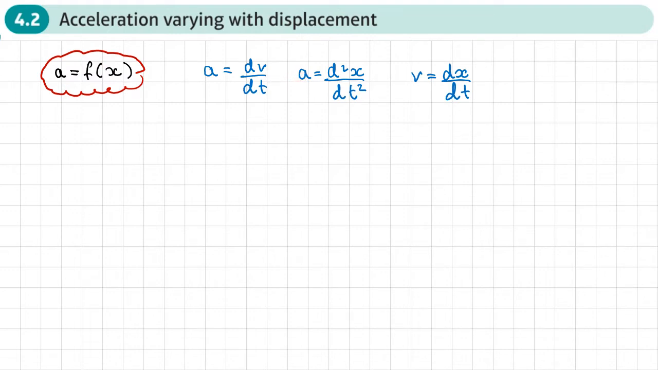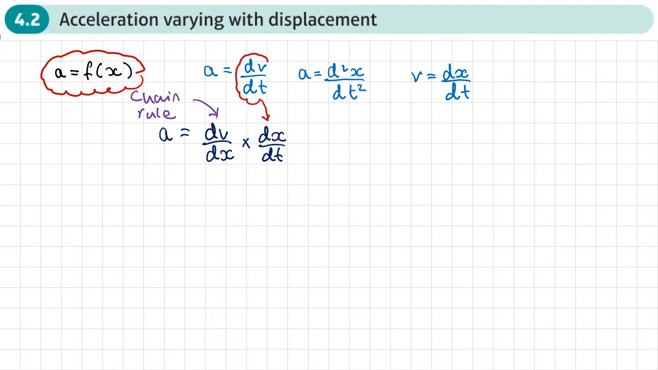So the first thing we're going to do is to start by saying the acceleration, using the chain rule, is equal to dv dx times dx dt. I've been using the chain rule here to get that, and if you multiply these two fractions out, the dx's will cancel out and you'll get dv dt. So basically we've just used the chain rule on this part here.